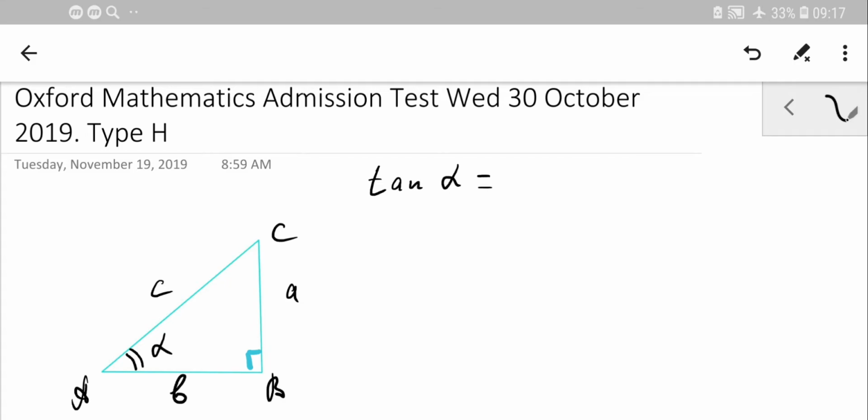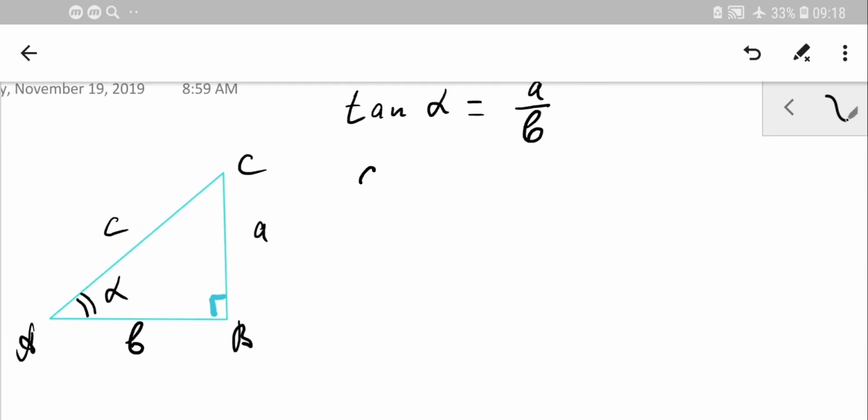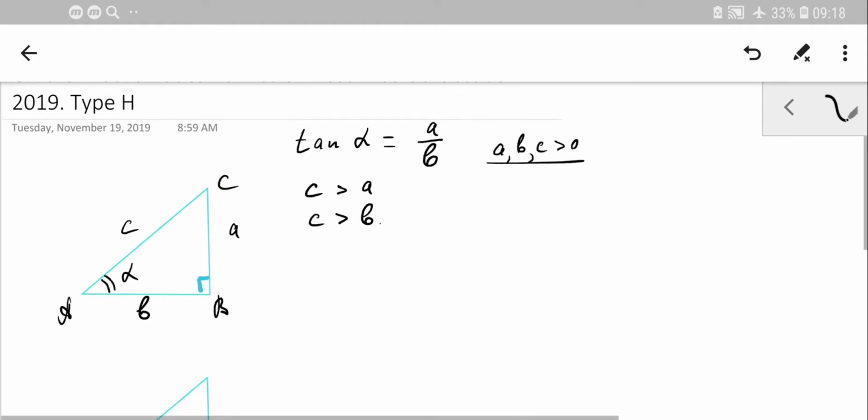Okay, so just go by definition. Tangent is A over B. Because sides are in geometric progression, or geometric sequence, we can write the following. Because C is the biggest and longest side, and A, B, C are lengths, hence they're positive, we can write that C is more than A, and C is also more than B. So there are two options.